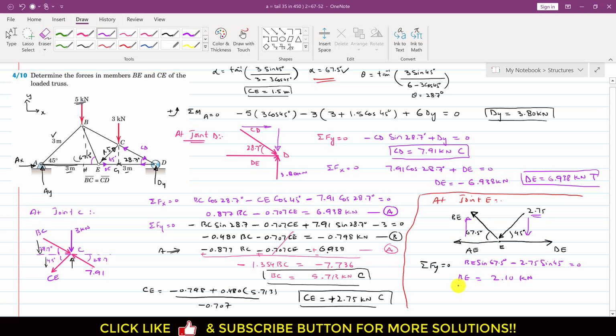2.10 kilonewton. So we were required to find the forces in members BE and CE. CE member force is 2.75 kilonewton, and this is compressive force, and BE member force is 2.10 kilonewton, and since this BE is acting away from the joint E, this means that this is the tension force. So this is the solution of this particular problem.